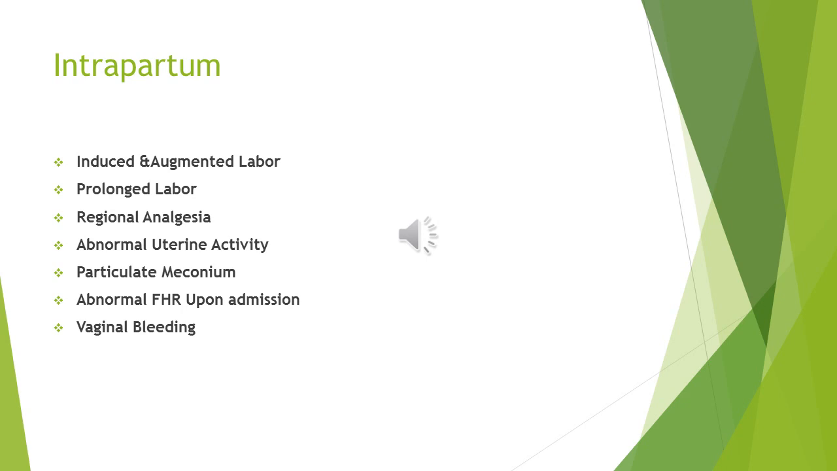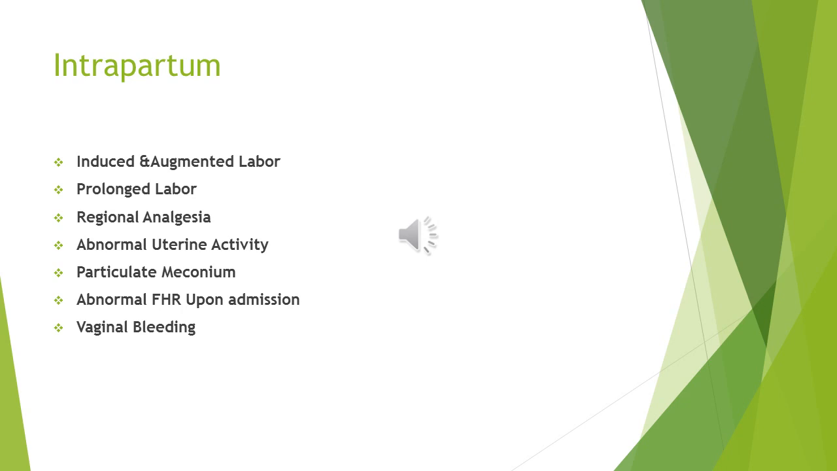Abnormal uterine activity, particulate meconium, because passage of meconium is either due to post-maturity or hypoxia. Hypoxia can cause relaxation of the sphincters, so hypoxia means that babies are already affected, and if babies are affected, CTG is indicated.